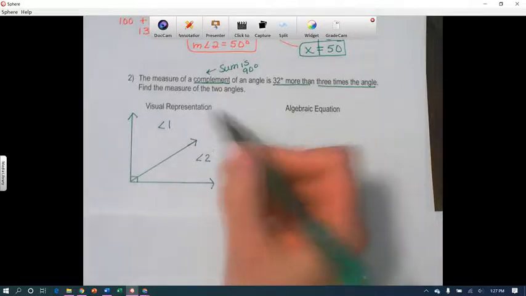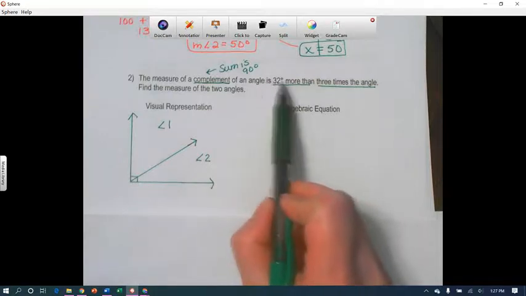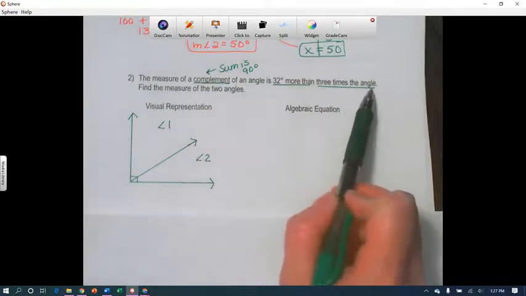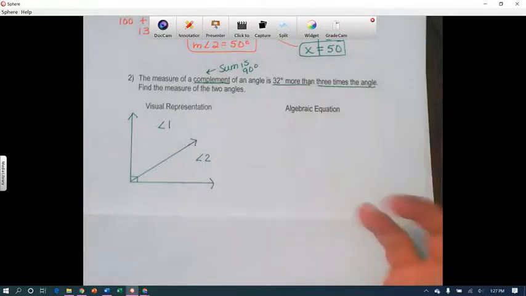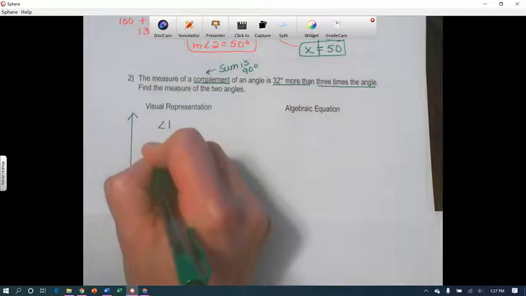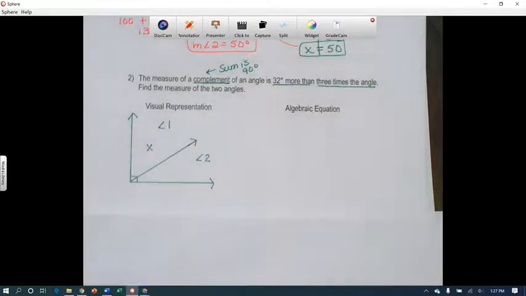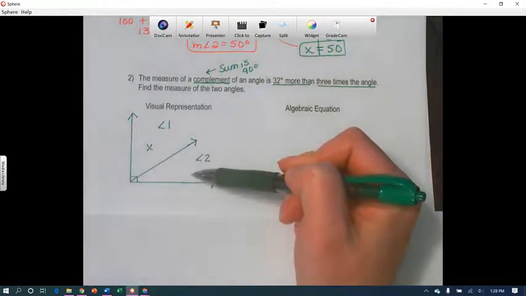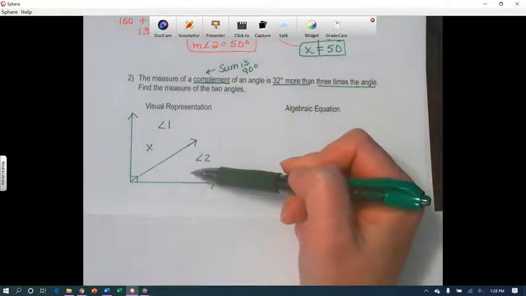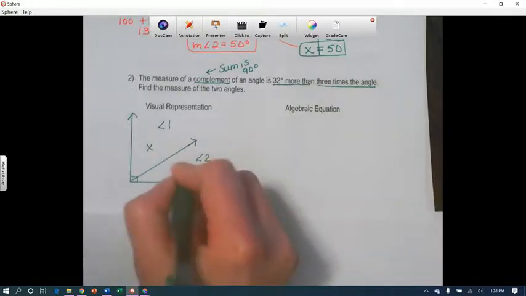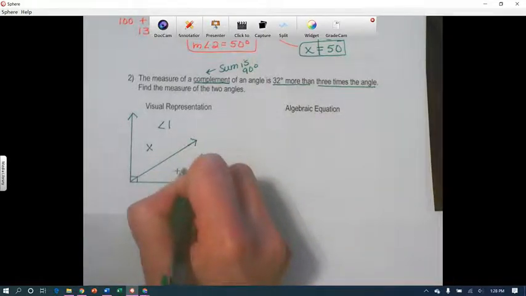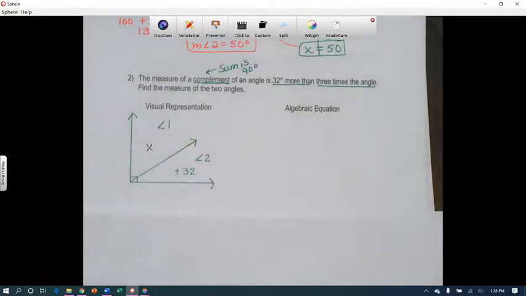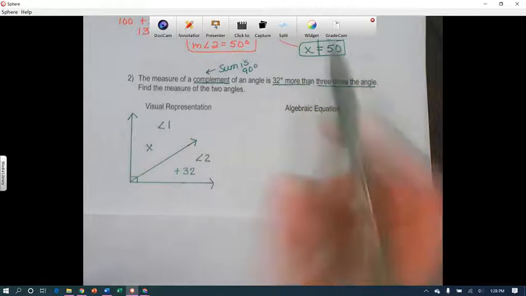The measure of a complement of an angle is 32 degrees more than 3 times the angle. I don't know what that first angle measures, so I'm going to label that with x. That unknown value, I'm going to represent with that variable. The measure of its complement, angle 2, is 32 degrees more than 3 times the angle. More than means that we are adding on 32 degrees, and then 3 times the angle, so I'm going to take this angle measure and multiply it by 3.